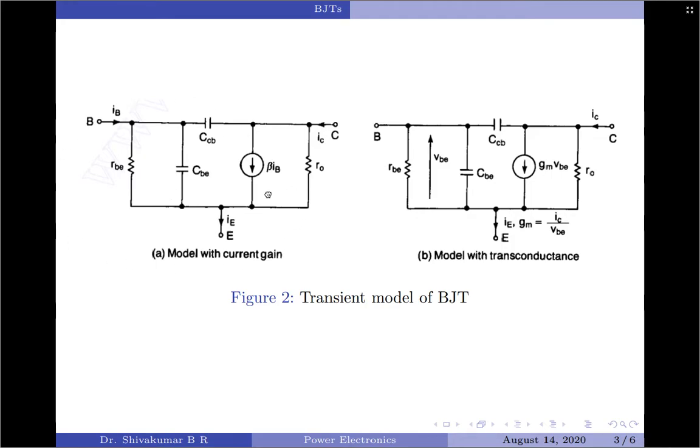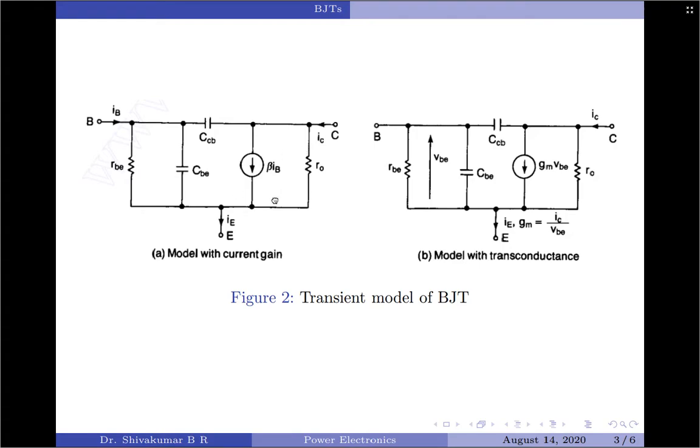So here we can see the model of a transistor under transient conditions. Now here CCB is the effective capacitance between the collector to base junction. CBE is the effective capacitance between the base to emitter junction. And similarly, we have RBE, the resistance between base to emitter. Similarly, we have RCE also.